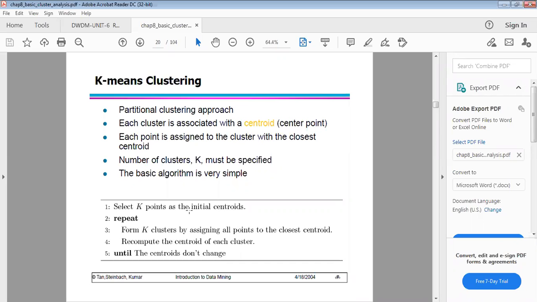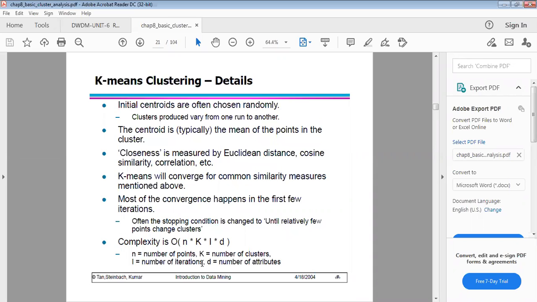So from the first centroid, we assign the closest points to the K cluster. We compute the centroid of each cluster until the centroid set does not change. Until it stops changing, you can repeat it again. So I will show the example here.